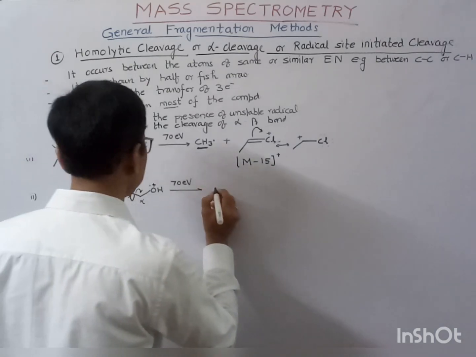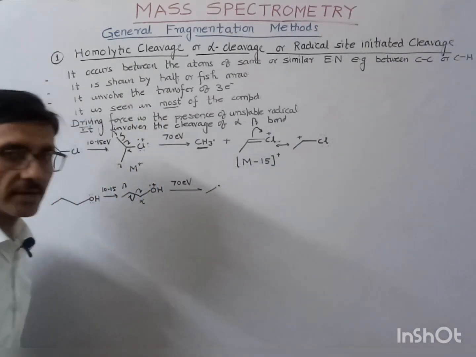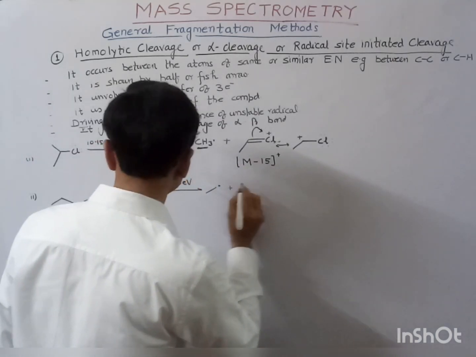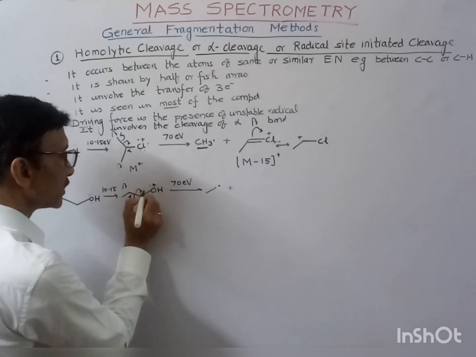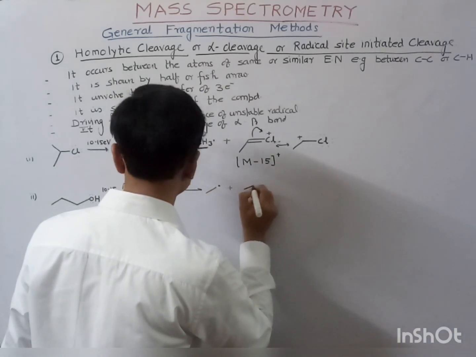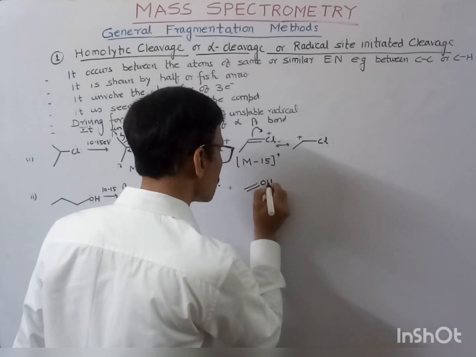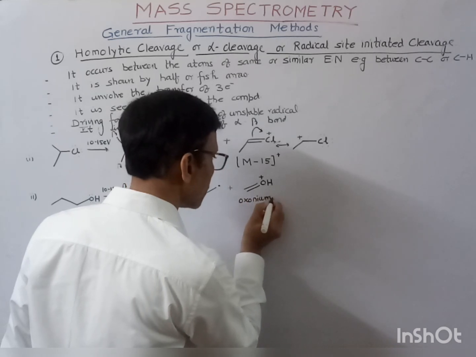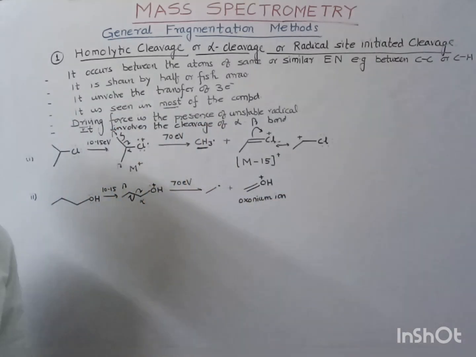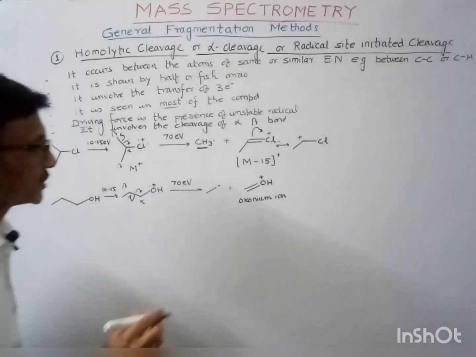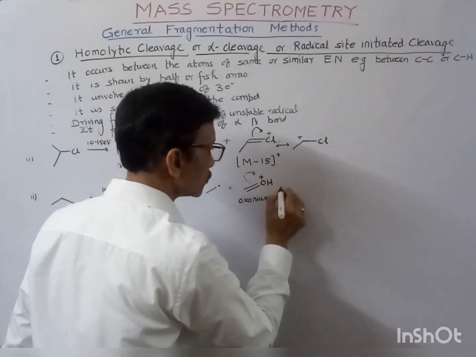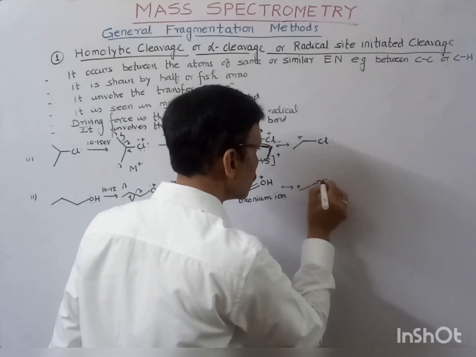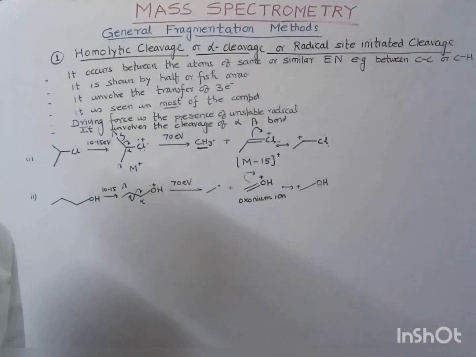So what will you get? You will get one radical, an ethyl radical. This ethyl radical is formed, plus you will get a radical over here, and this radical will form a double bond, and you will get an oxonium ion. The driving force for the formation of this oxonium ion is that it is resonance stabilized. It can be written in a resonance stabilized form, with the plus charge coming over here. So this is resonance stabilized.